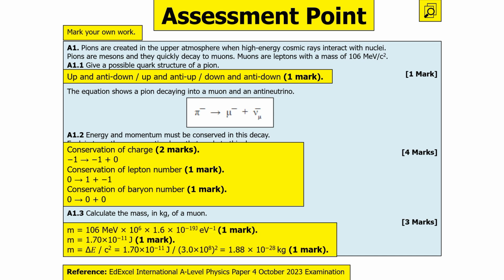This next one, you convert your mass from MeV over c squared into kilograms by multiplying the MeV out into joules by doing 10 to the 6 times 1.6 times 10 to the minus 19. We can then divide it by 3 times 10 to the 8 squared for c squared, so you get 1.88 times 10 to the minus 28 kilograms.